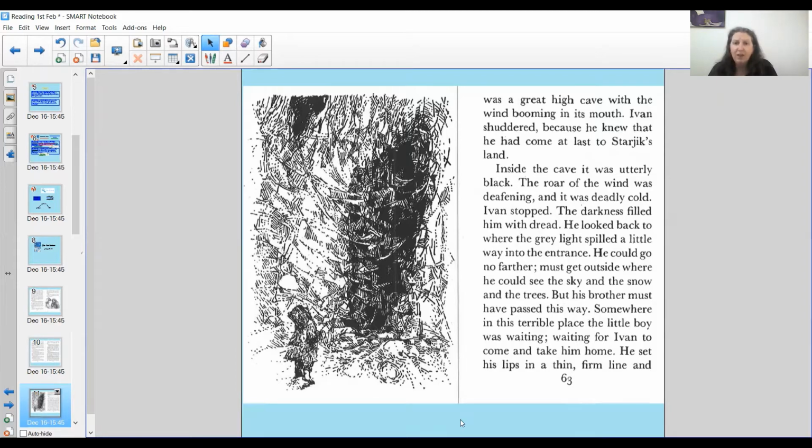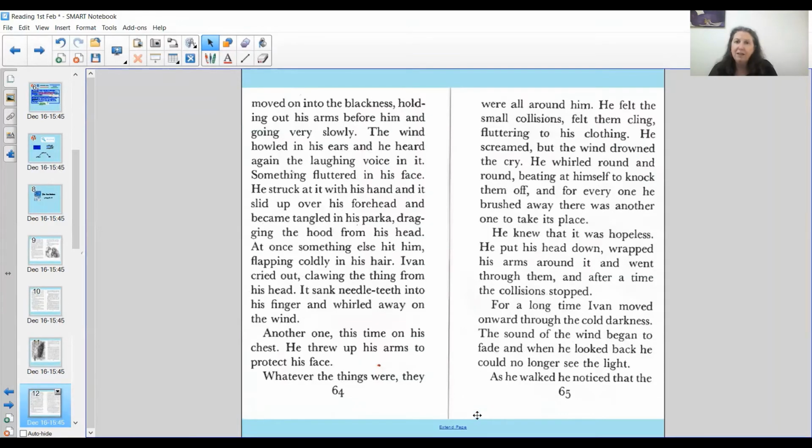He looked back to where the grey light spilled a little into the entrance. He could go no further. He must get outside where he could see the sky and the snow and the trees. But his brother must have passed this way. Somewhere in this terrible place, the little boy was waiting for Ivan to come and take him home. He set his lips in a thin, firm line and moved on into the blackness, holding out his arms before him and going very slowly. The wind howled in his ears, and he heard again the laughing voice in it.